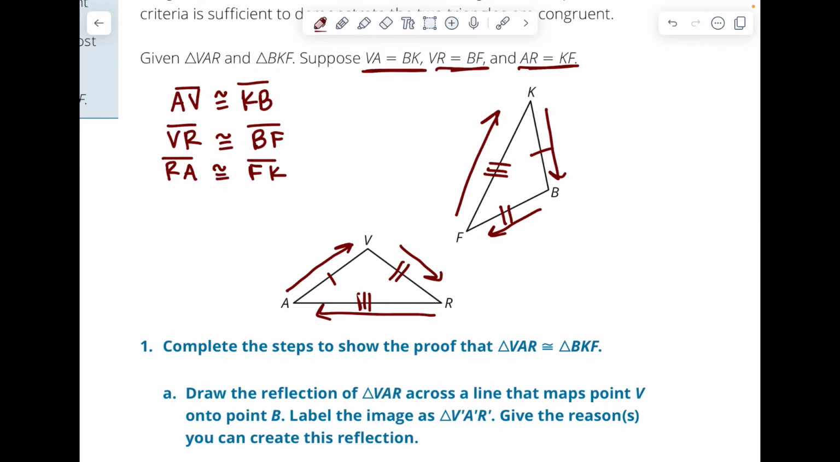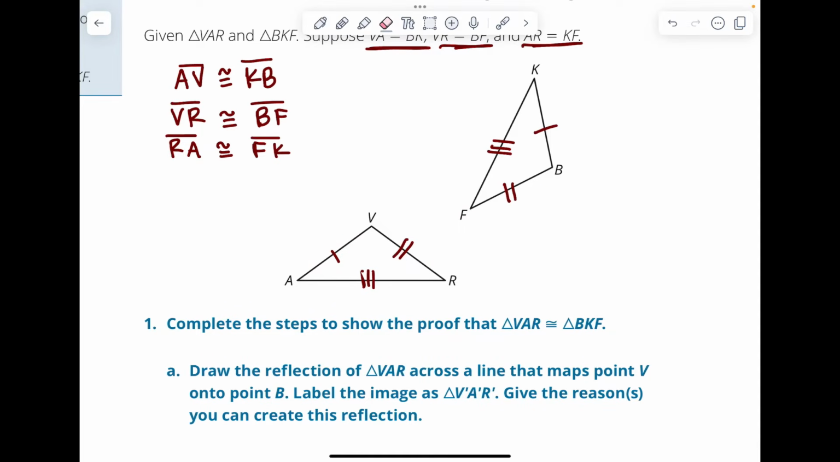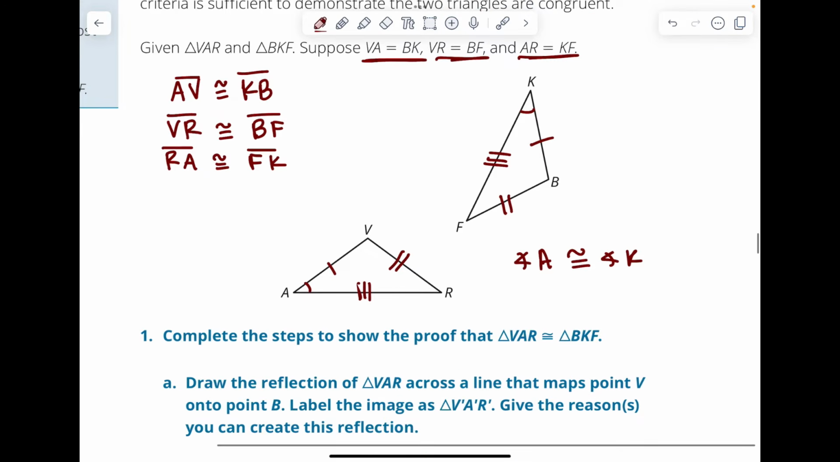The angles. So maybe it's a little tricky, so just be careful. But once you got this, you should be able to figure out that those two angles go together. So angle A is congruent to angle K. And then angle V and angle B. And then angle R and angle F.